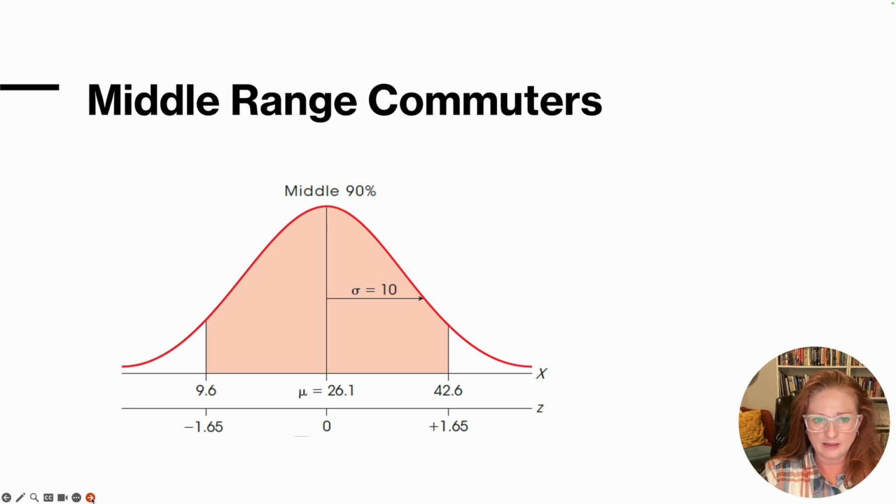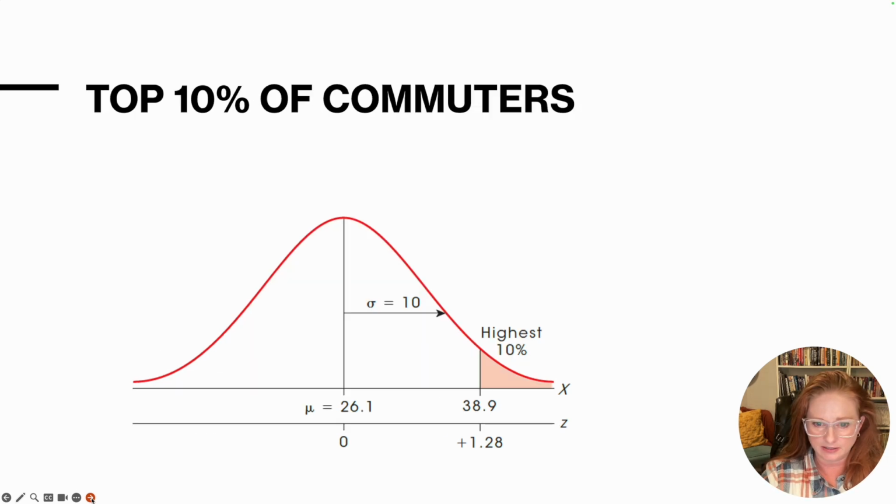That would be the gold star from this kind of graph, versus take a look at this one. These are my top 10%ers of my commuters. These are people driving more than 40 minutes a day to and from work. That's a totally different conversation to have with these people.